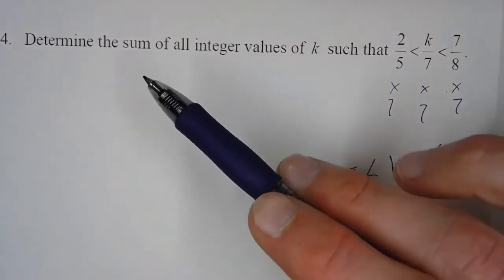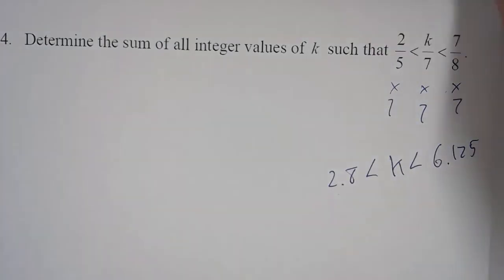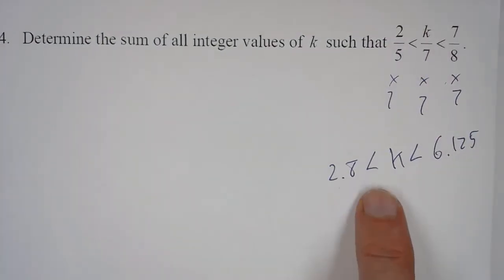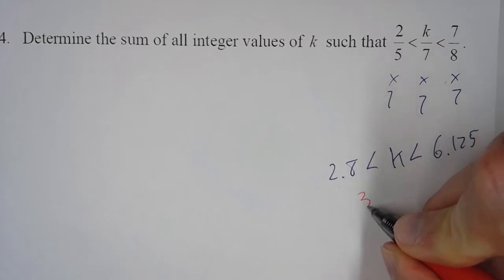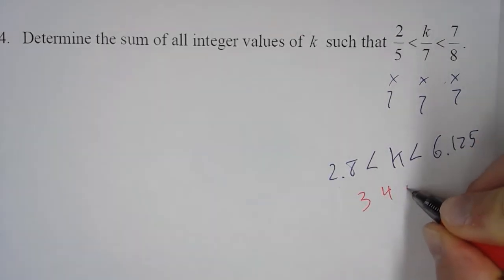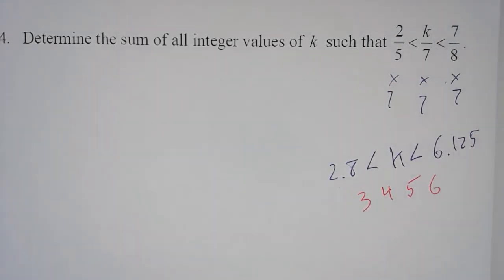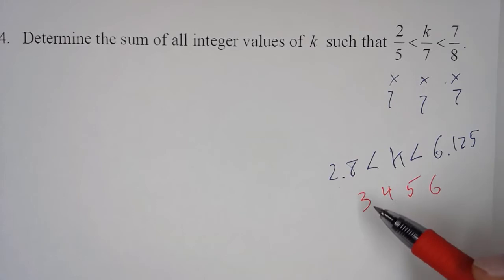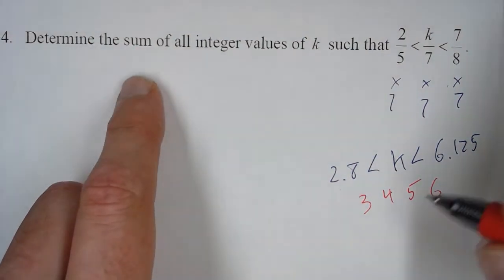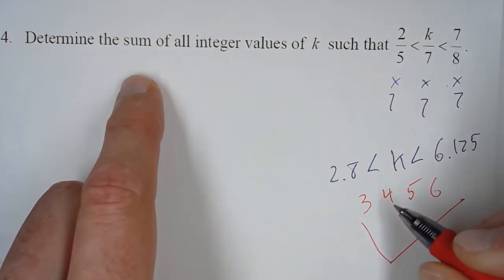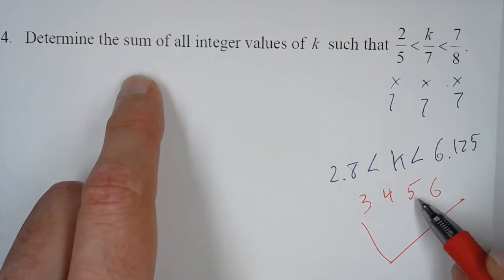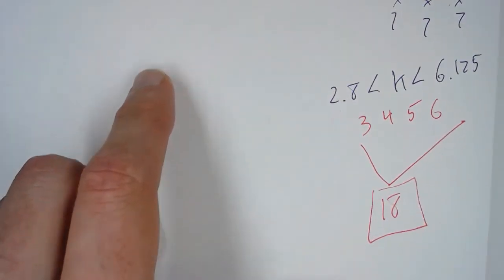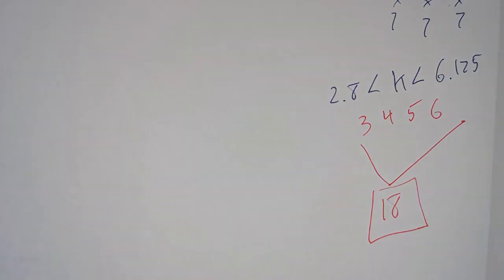Now we want to determine the sum of all the integers that fall between this. Well, what integers work? 3, 4, 5, and 6. These four integers fit between these two numbers here. So now they want the sum of these numbers. If we add these up, 3 plus 4 is 7, plus 5 is 12, plus 6 is 18. And so 18 is our sum and our answer. And we're done.